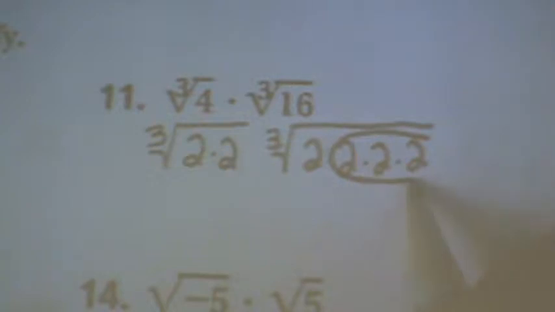Number 11. Cube root and cube root, so we can do this. The cube root, we've got a 4, which is 2 times 2, and 16 is 2 times 2 is 4 times 2 is 8 times 2 is 16. We're looking for 3 of a kind. Well, there's 3 2's right there, and then we have another 3 2's right here. So 2 times 2, the answer is 4.